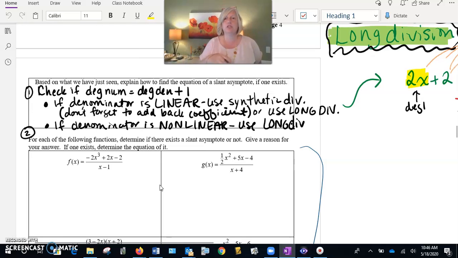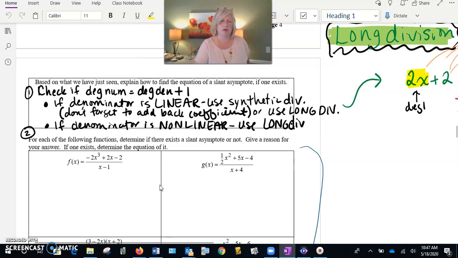But again, what I talked about over here is that the idea of the long division works for everything. It just takes longer to do. So if I do have a linear denominator, I pretty much always use synthetic. But if it's nonlinear, if it's a cubic over a quadratic, you do have a slant asymptote, and you would go ahead and do the division, and the quotient would be the slant asymptote when you do it.